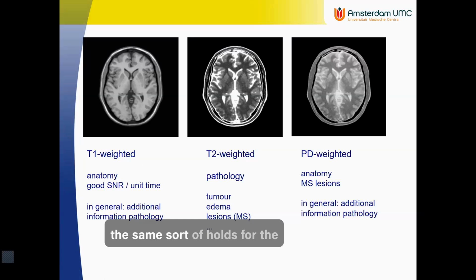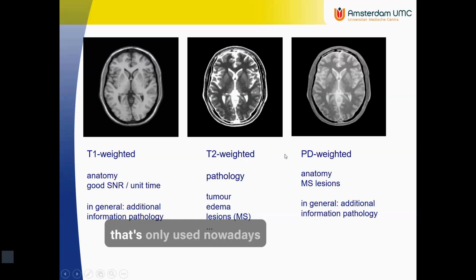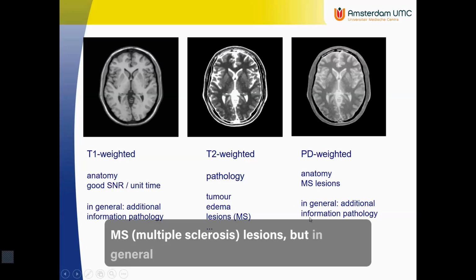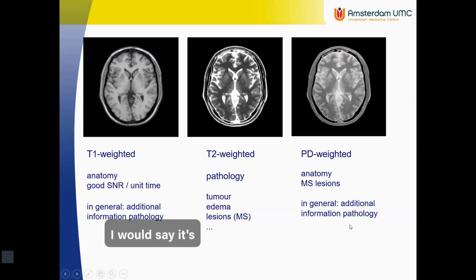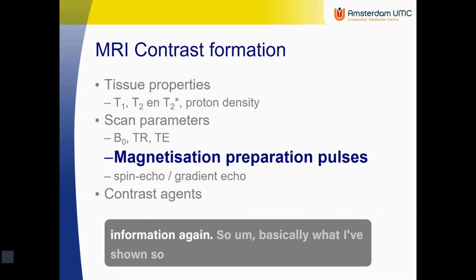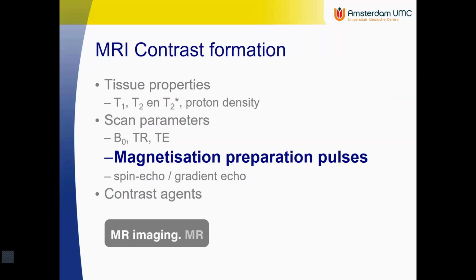The same holds for the proton density weighted image. Nowadays, that's only used for MS lesions, but in general it's additional information. So basically, what I've shown so far, I would regard as the really basics of MR imaging, MR image contrast.